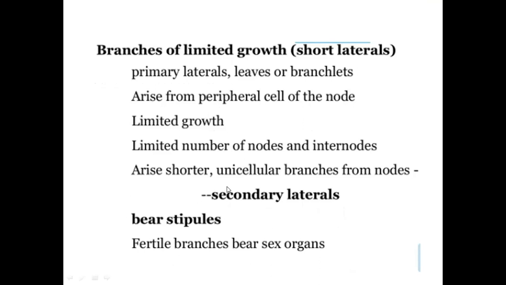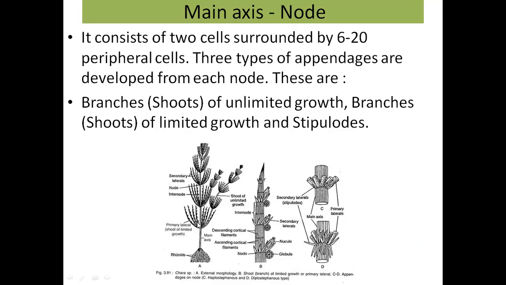Then from below, this is the primary lateral, and from here this is its enlarged view. Okay, enlarged view of the nodal region, and these are primary laterals. See the marking here, these are primary laterals. And from below, or from the basal region of the primary laterals, there arise secondary laterals, also known as stipuloids. From the base of the primary lateral, secondary laterals arise and they are also known as stipuloids.